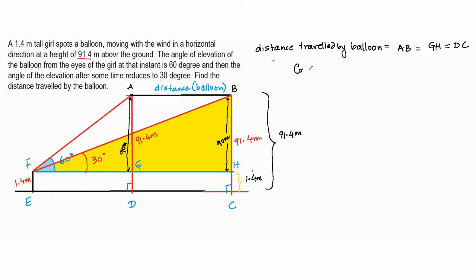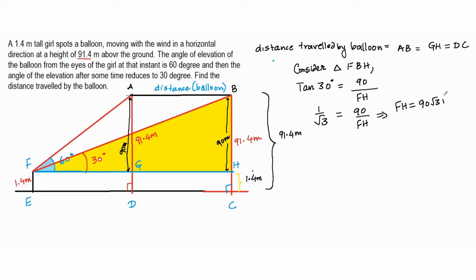So let me first consider triangle FBH, that is the triangle which is highlighted right now. With respect to 30 degree, I know the opposite side, I want the adjacent side. So tan is the right ratio. So tan 30 is therefore going to be 90 divided by FH, right? Tan 30 is 1 by root 3 is equal to 90 by FH. And this implies the length FH is going to be 90 root 3 meters, right?